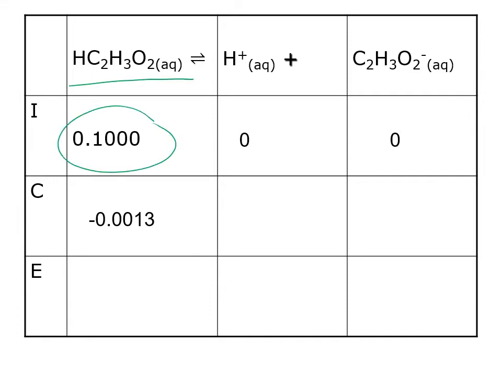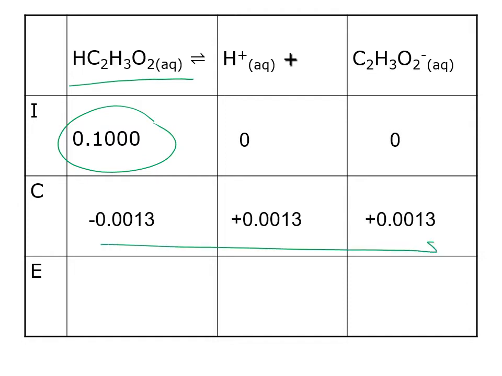It was 0.1, it's going to drop by 1.3%, or 0.0013, which also gives us, and again, as soon as you have any number in a nice table in the change row, you then have all of the numbers as long as you follow the molar ratios. And since this is a weak acid equilibrium, it's all 1 to 1 to 1. So hydrogen ions are going to go up by 0.0013, and the anion, whatever it is, in this case the acetate, is going to go up by 0.0013 as well.